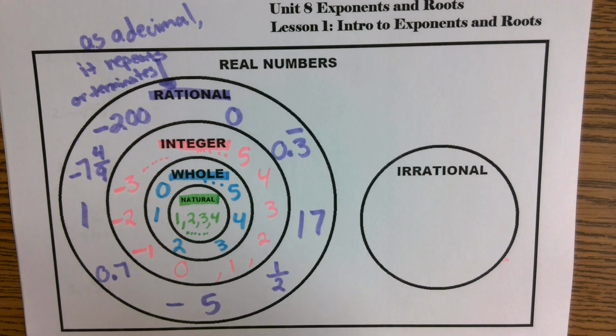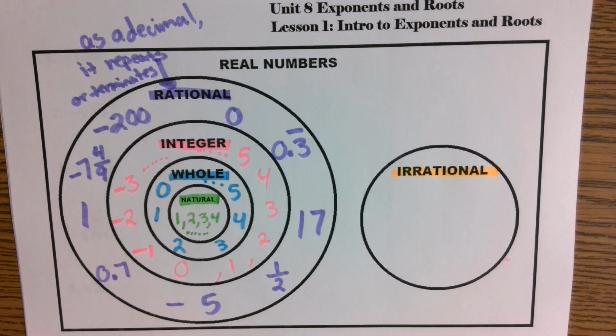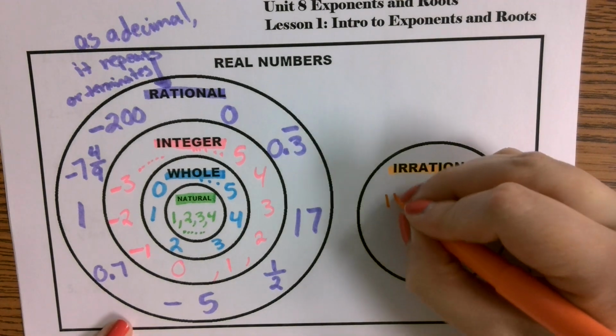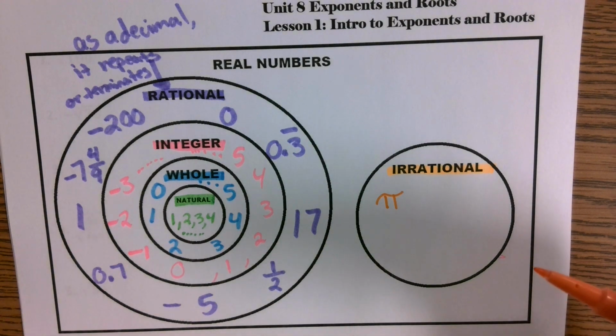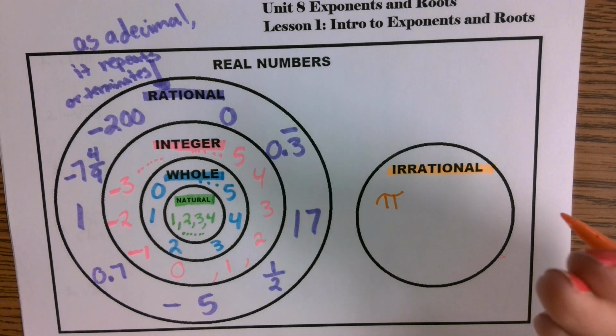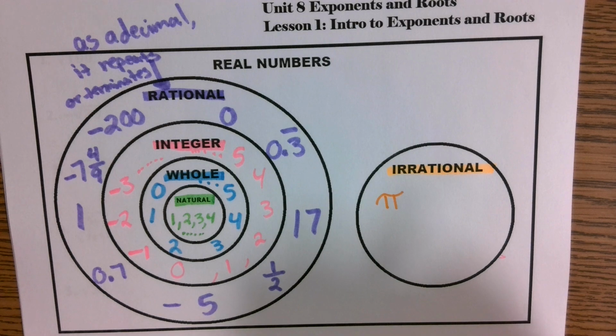Who can tell me what is the most famous irrational number that we just dealt with last unit? Nathan? Pi. Pi is our most famous irrational number. It is a value, even though we used it as 3.14, that goes on forever, and there is no pattern. There's no rhyme or reason to how it goes. Okay?